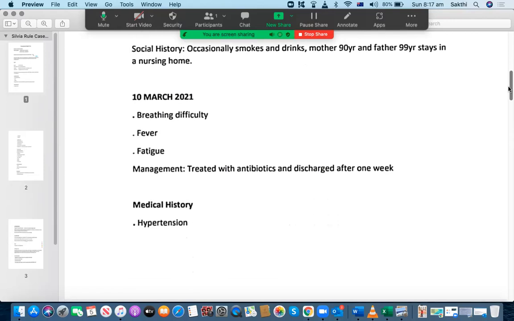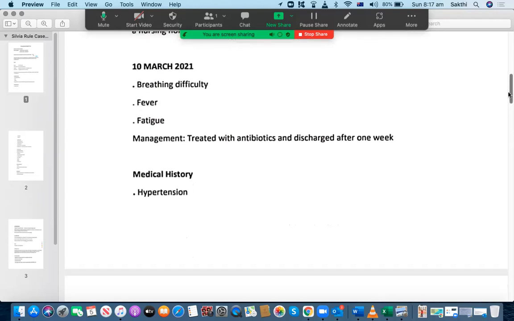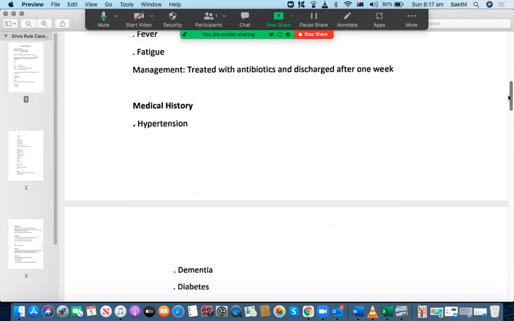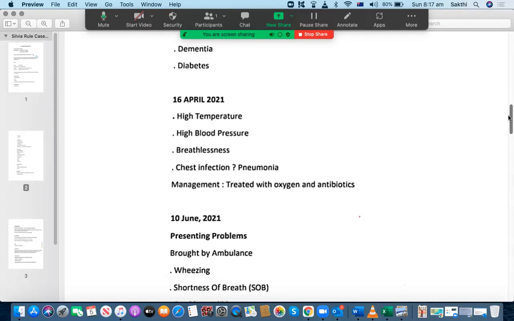Okay, 10 March 2021. This is when she started having difficulties: breathing difficulty, fever, fatigue. Management: treated with antibiotics and discharged after one week. We don't need to include these things, the medical history, but we can remove this one. We don't know yet whether we need to include this or not. When we go through the next ones, we will be able to know. Dementia, diabetes, you need to remove all these things, and she didn't include them. Very good, you have done a good job.